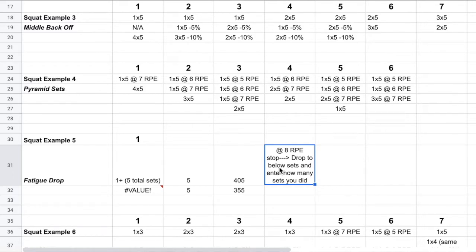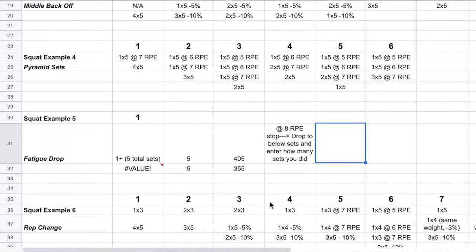So in my opinion, unless under certain circumstances, I'm probably not programming straight sets, because I can utilize the fatigue drop model to do the exact same thing, allow them to do 5 sets of 5. But if for some reason this day doesn't go well and they're getting much more fatigued than I meant for them to be, they can adjust accordingly. It's just another great way to be able to utilize RPE.